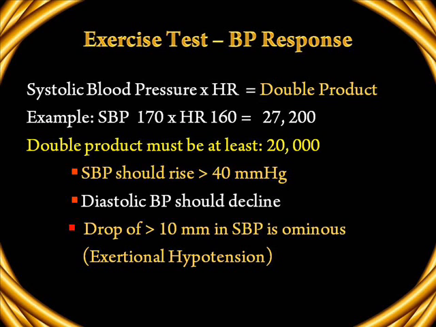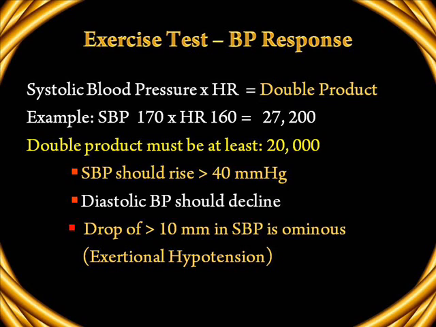What will be the blood pressure response like in a case of exercise testing? In fact, systolic blood pressure should rise at least 40 millimeters from the baseline. The diastolic blood pressure should decline or remain stationary. There will be a widening of the pulse pressure. This is to accommodate the increasing demand on the cardiac output by the system. A drop of more than 10 millimeters of systolic blood pressure is ominous and is an indication to terminate the exercise testing. This is called exertional hypotension.